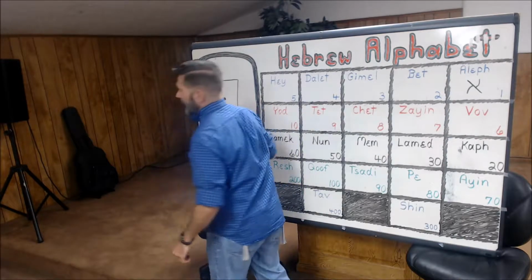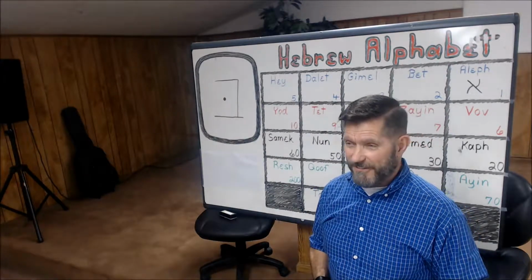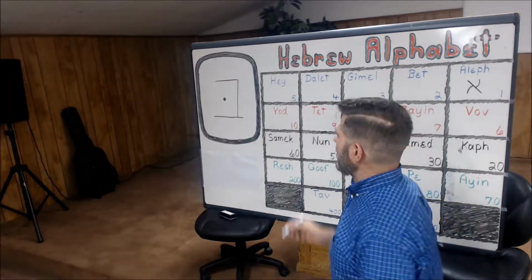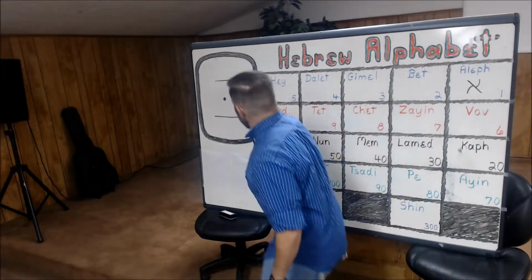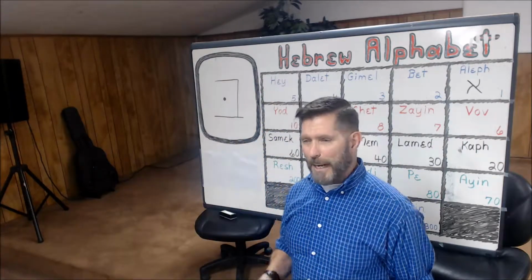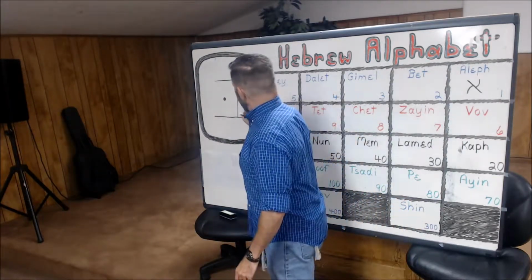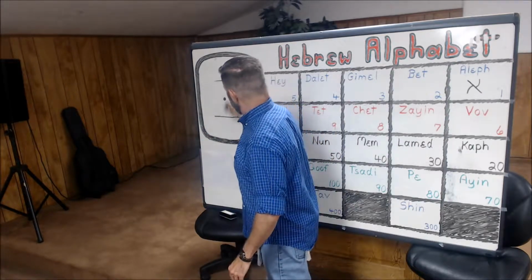Put your little dot in there. If you don't, it would be pronounced Vet, with a V. We're not doing Vet today, we're just doing Bet. So you make a long line, and this has a B sound, buh, B. And it's kind of like a bed. Think about a bed, like a bunk bed, you know?